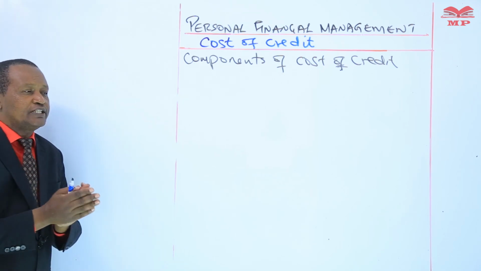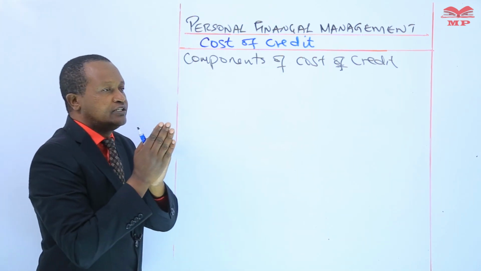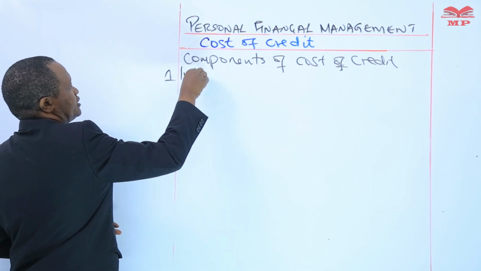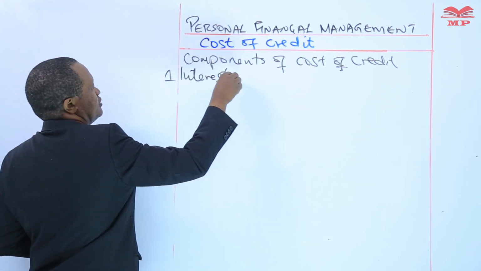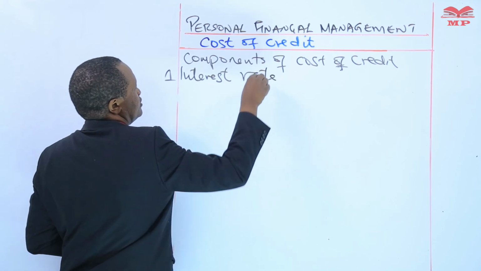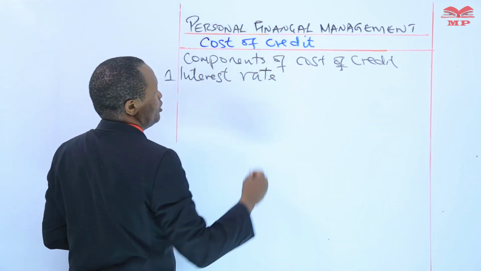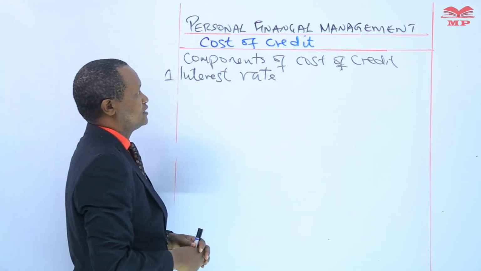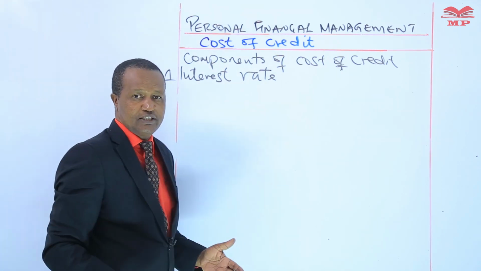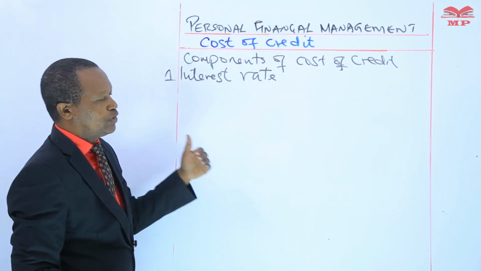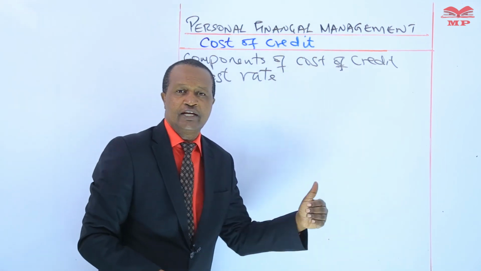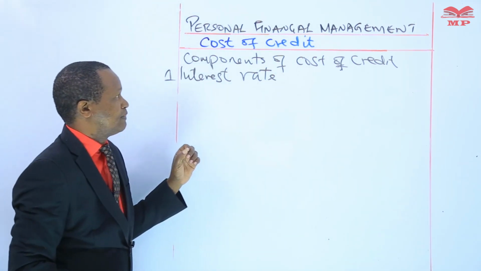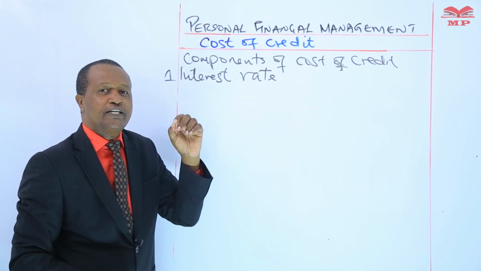The first component is interest rate. When borrowing, it is expected that the borrower will pay the lender interest at a given interest rate.